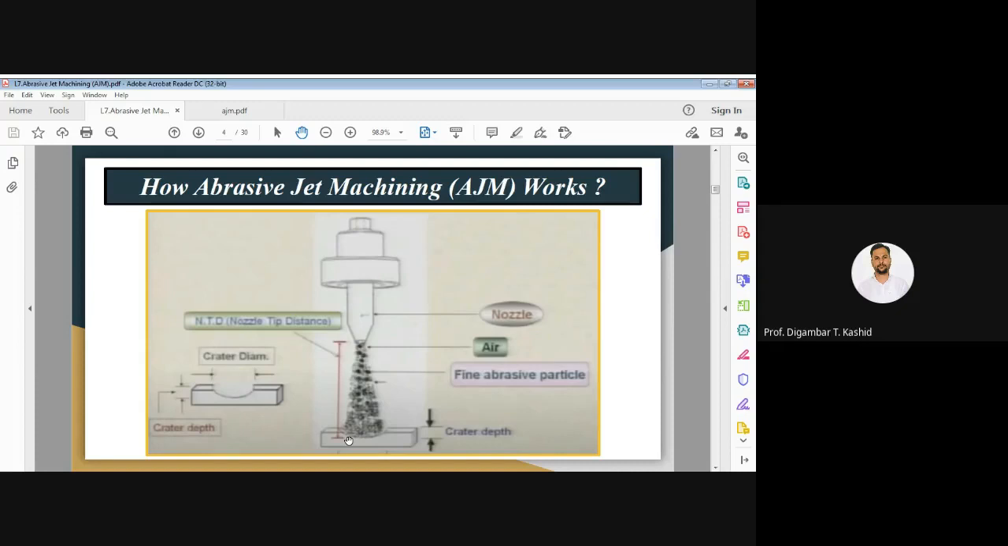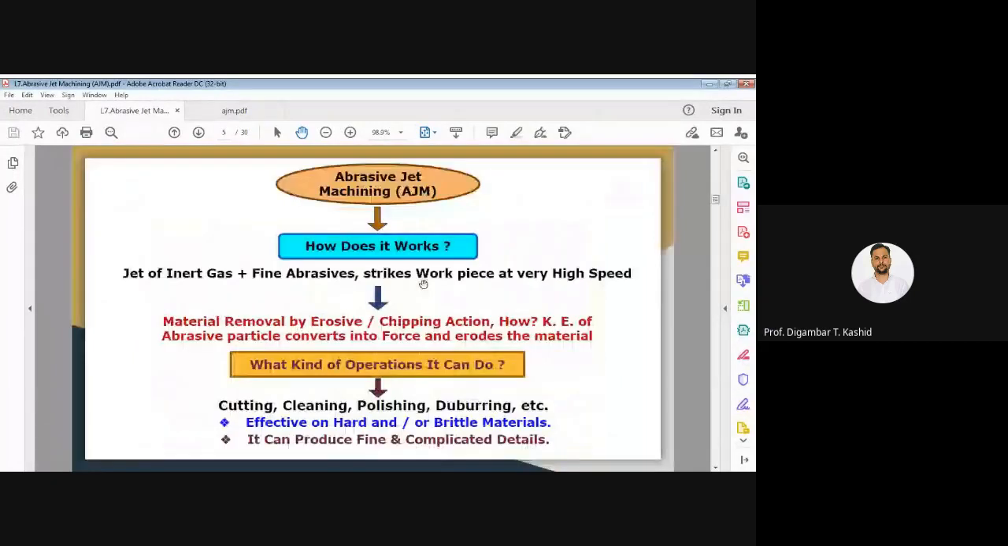Now we have just seen how abrasive jet machining works. Now a small question arises: how does this erosion action take place? That means how is material removed from the workpiece? We should know the scientific reason. I repeat, how does this erosion action take place? Because due to erosion only the material is removed from your workpiece.